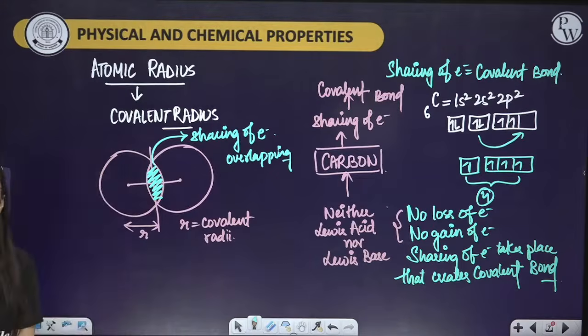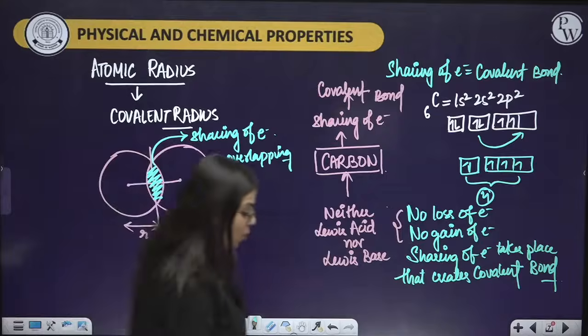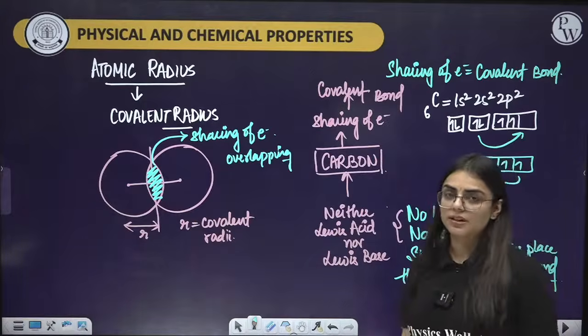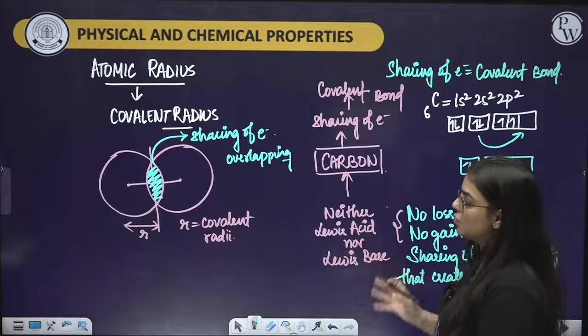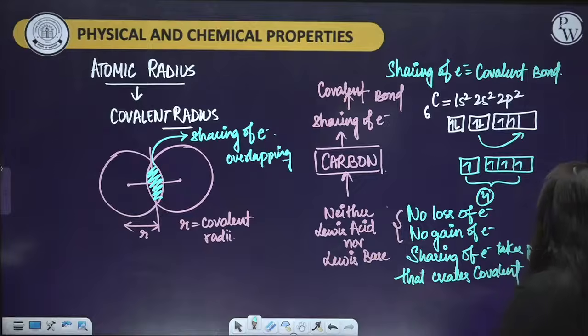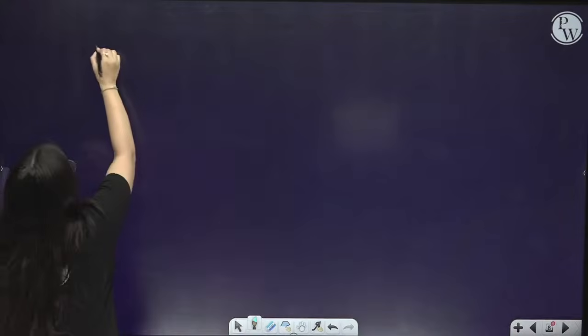So this creates which kind of a bond, ma'am? This creates a covalent bond. And which radius is observed over here? That is a covalent radius. Okay, this is what a covalent radius is. Clear everyone with this part? Okay, that's great. Now let's discuss the trends with regard to the atomic radii, that is the covalent radii.